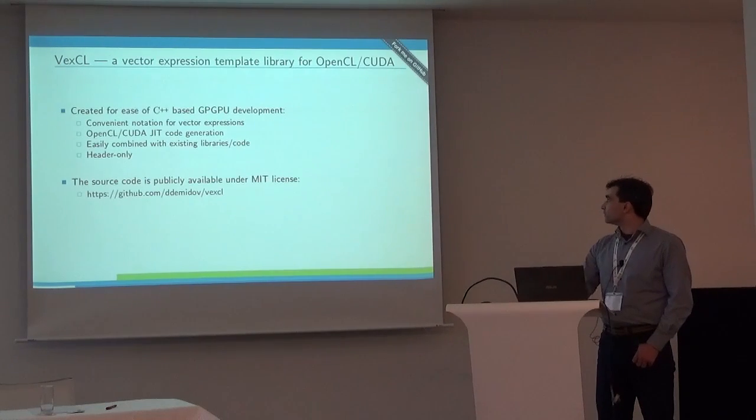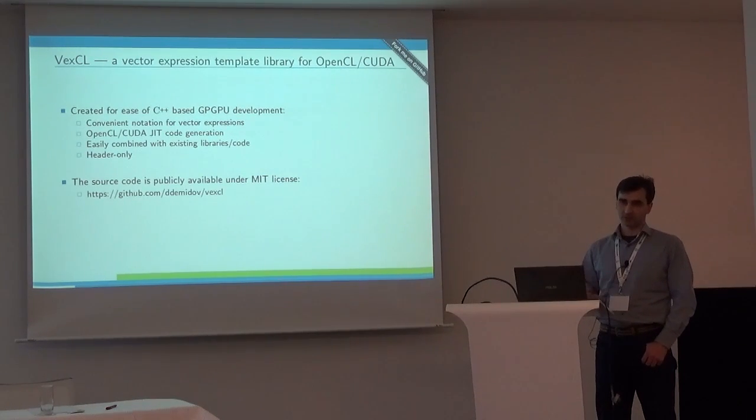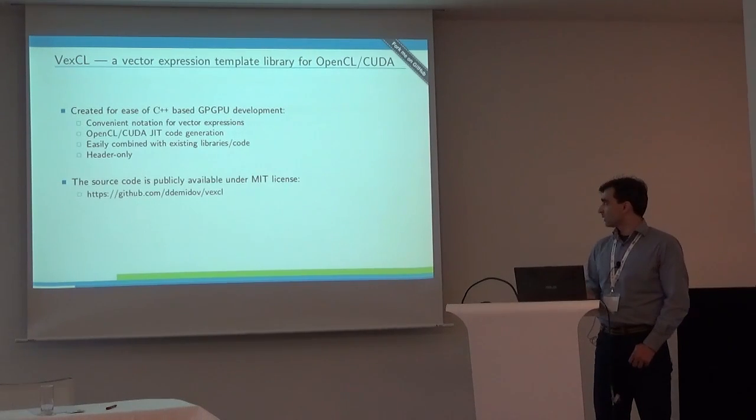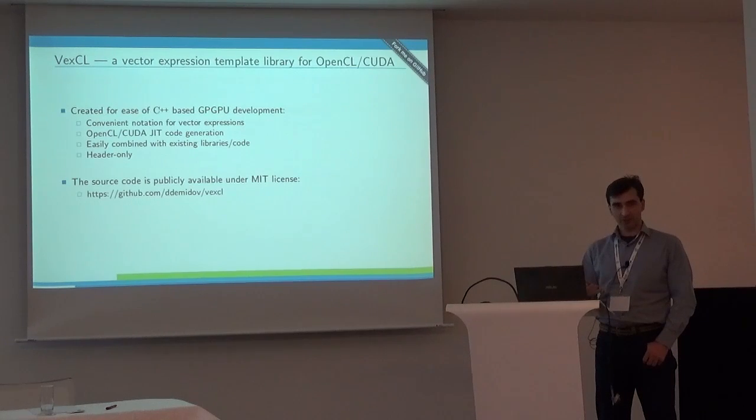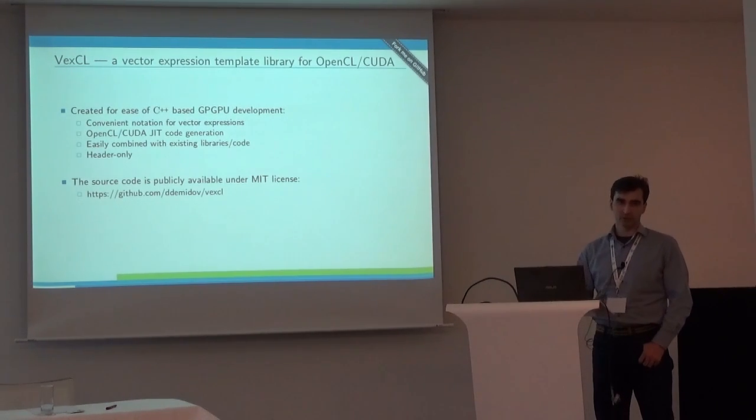Okay. So what is VexCL? VexCL is a vector expression library. It's a header-only C++ library which was developed, well, initially it was developed to help me reduce the amount of time that you need to invest to develop a GPU program. It provides you a convenient MATLAB-like notation for vector expressions, and it generates OpenCL or CUDA code just in time and executes it. And it makes it, in my view, much easier to work with GPUs. The source code is available under the liberal MIT license on GitHub.